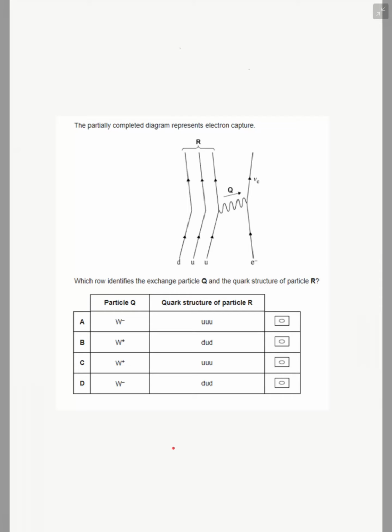Right. Okay, so straight off the bat, you know it's got to be one of these two. The reason you know it's got to be one of those two is because this is negative, but that's neutral. So something here has got to be positive to be making this neutral. So obviously that's got to be W+, which means we can definitely say it's not A or D.